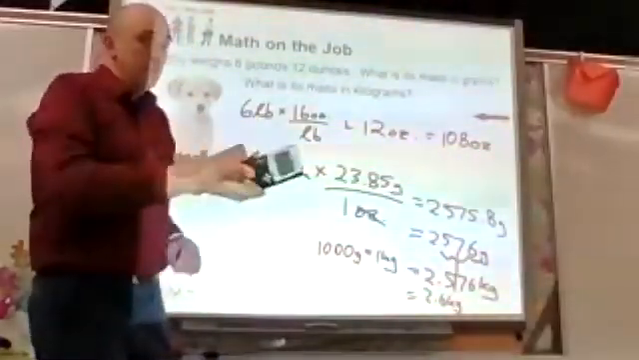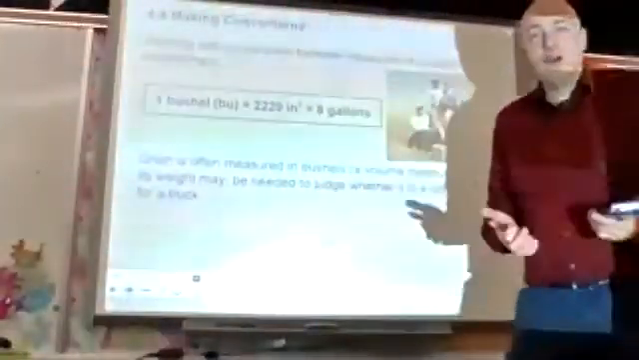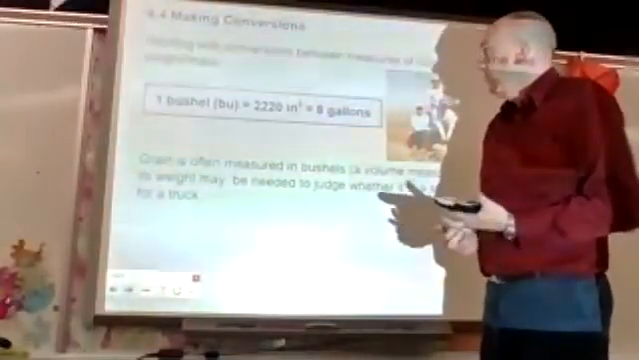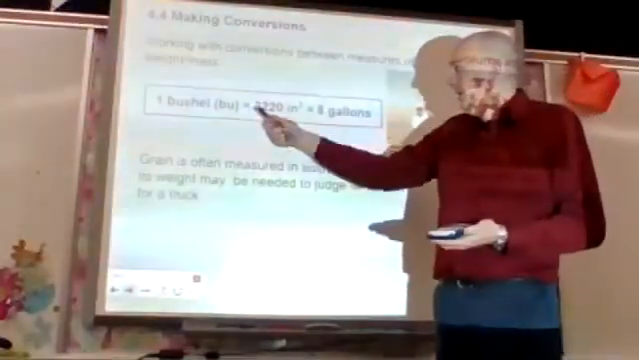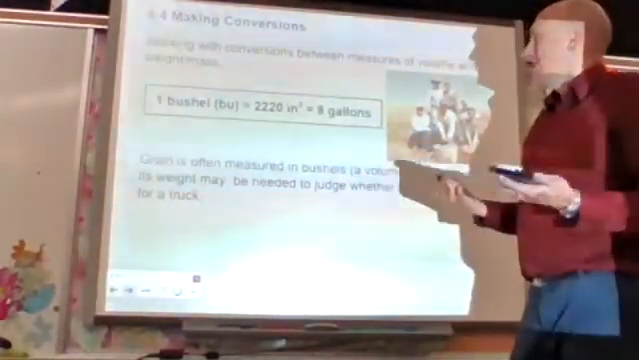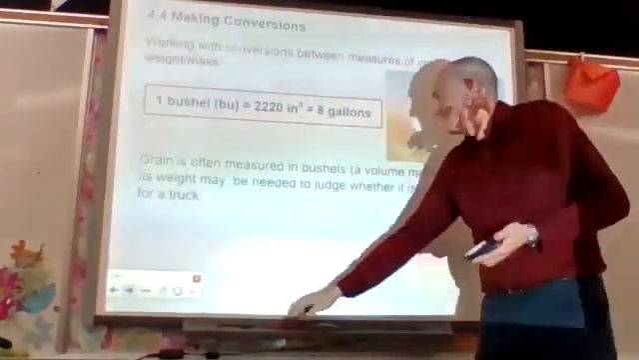All right, let's move on to today's lesson. Today's lesson is actually just more general conversions. If you figured out how to use these conversion factors, then these are going to be simple. Here we have 1 bushel equals 2,220 inches cubed, or 8 gallons. Well, that seems kind of weird. But grain is often measured in bushels in the imperial system.